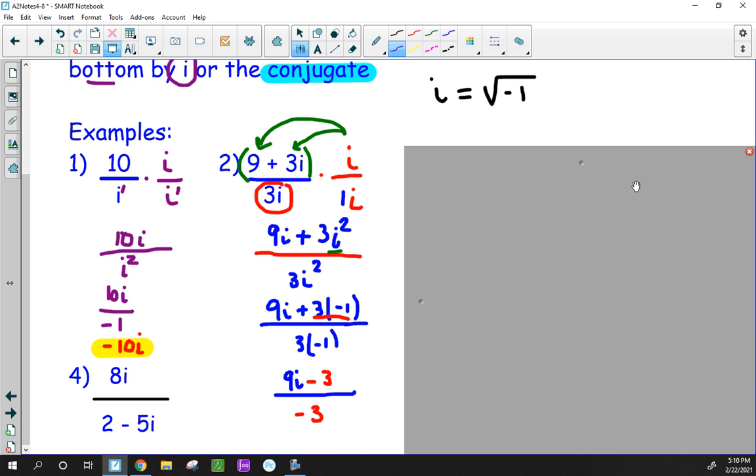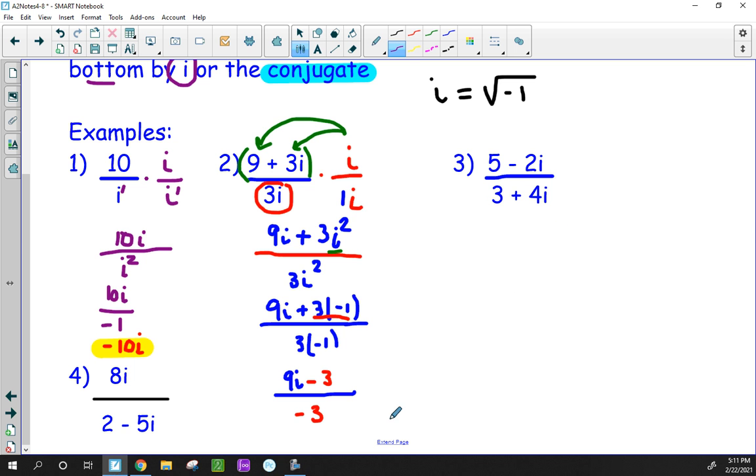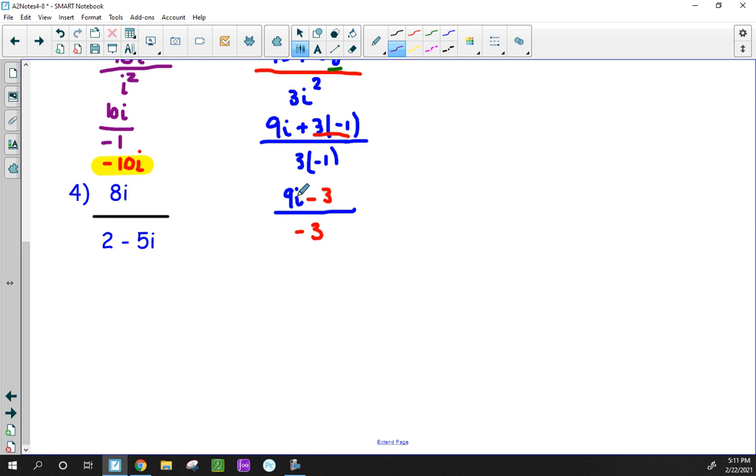What you're going to need to do is do what you've learned in Algebra 1. When you have 2 terms on top and 1 on the bottom, you actually can split it up into 2 fractions. And that's what I'm going to try to do here. So I'm going to have you visualize this as 9i divided by negative 3. And then this fraction is negative 3 divided by negative 3. And then I want you to simplify that. So you simplify until you cannot go any further.